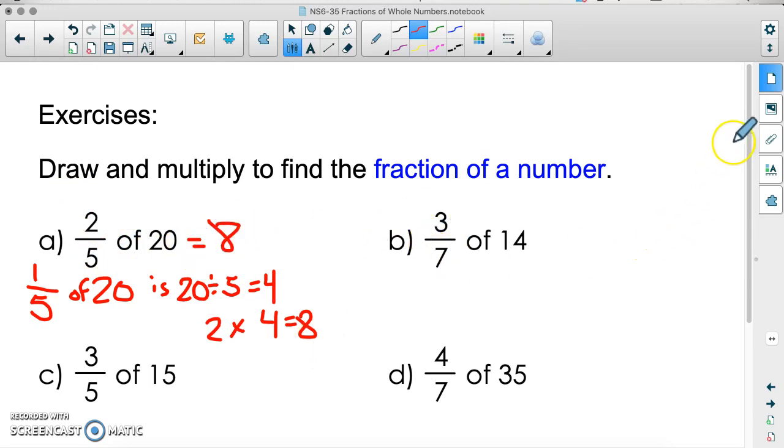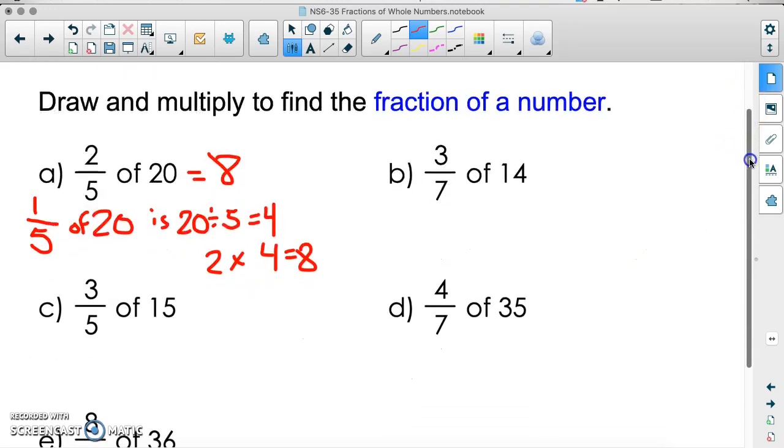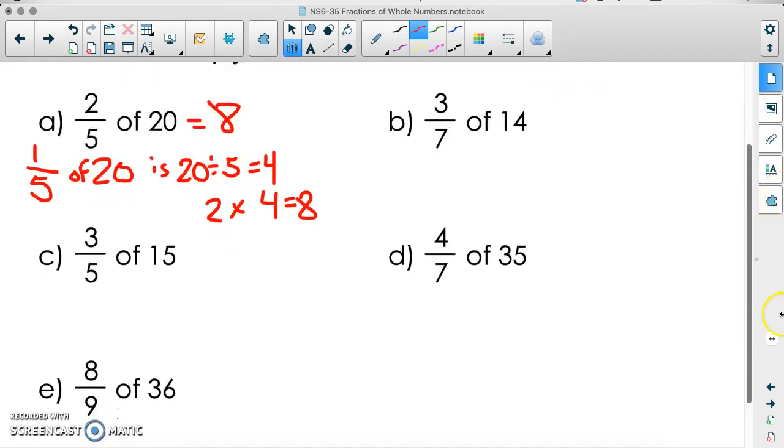Let's do B, C, D, and E, sorry, on your whiteboards, and then you can resume your screencast when you're ready.